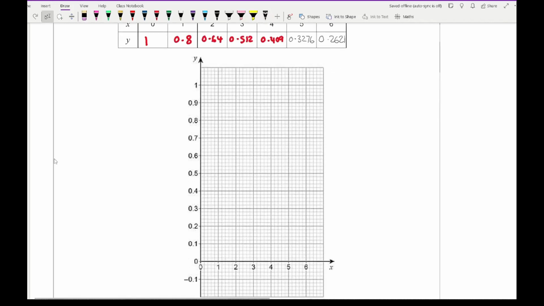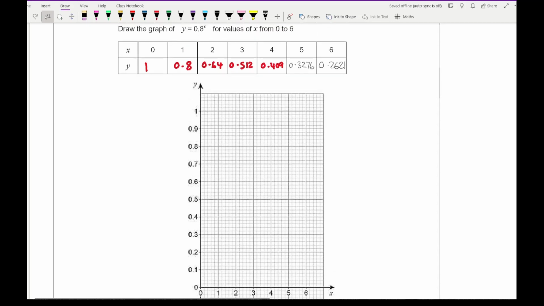So let me just scroll up a little bit so I can see that table of values. Now again, some of the answers are to 4 decimal places, which is not ideal, as I can only really go, let's say, to 2 decimal places. So at 1 it's at 0.8, which is a nice one to plot. 2 is at 0.64, so each little box represents 0.2.